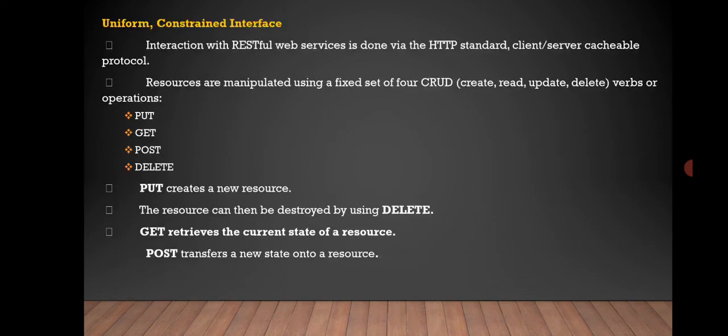Now let us see about uniform constraint interfaces. The interaction with RESTful web services is done via the HTTP standard client or server cacheable protocol. Resources are manipulated using a fixed set of four CRUD, that is create, read, update, and delete verbs or operations. So they are put, get, post, delete. Put creates a new resource. The resource can be destroyed by using delete, get retrieves the current state of the resource, and post transfers a new state onto the resource.